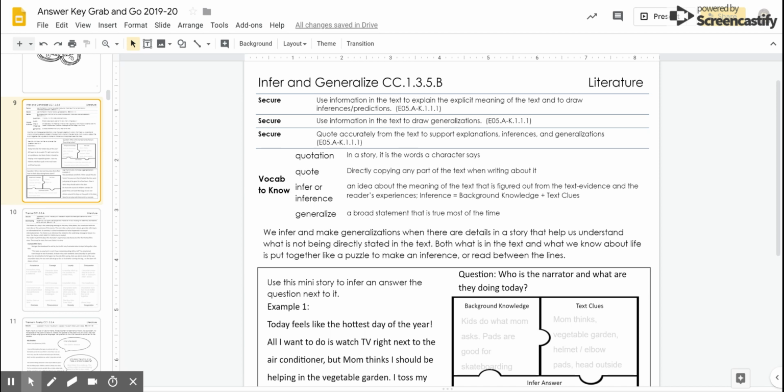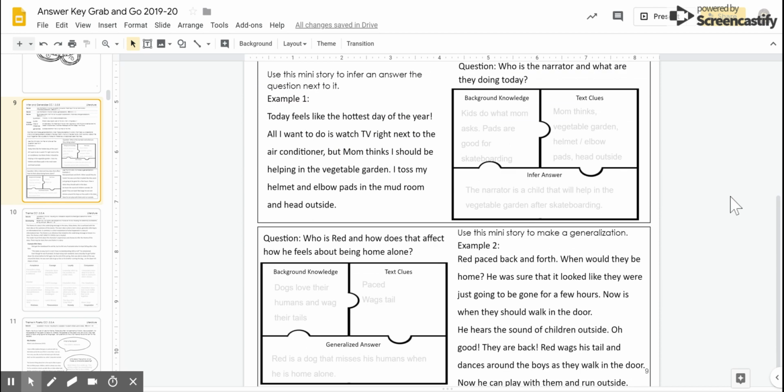Infer, or an inference, is an idea about the meaning of the text that is figured out from the text evidence and the reader's experience. So an inference is your background knowledge of the world plus text clues. And generalize, a broad statement that is true most of the time. We infer and make generalizations when there are details in the story that help us understand what is not being directly stated in the text. Both what is in the text and what we know about life is put together like a puzzle to make an inference or read between the lines. So we have 2 examples for today. The first one on inferring and the other one on generalization.